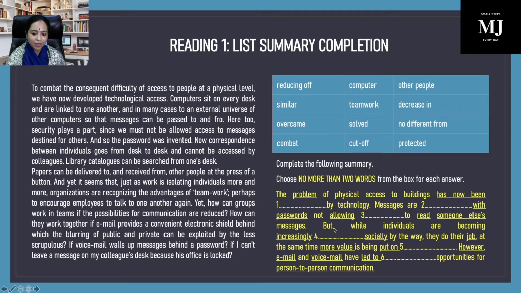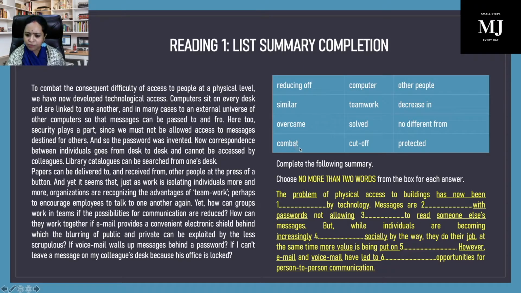Some change is coming. But while individuals are becoming increasingly dash socially, by the way, they do their job. Okay, so individuals are becoming increasingly something, and that too socially. All right, let's check what they can become. Can they become reducing of? No. Computer, other people is already gone.